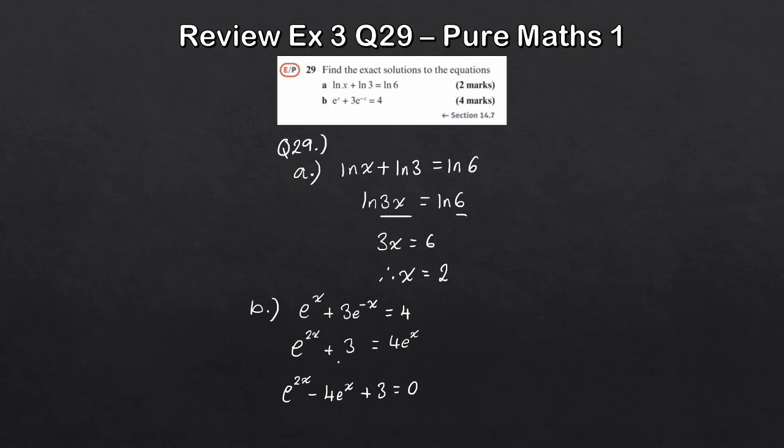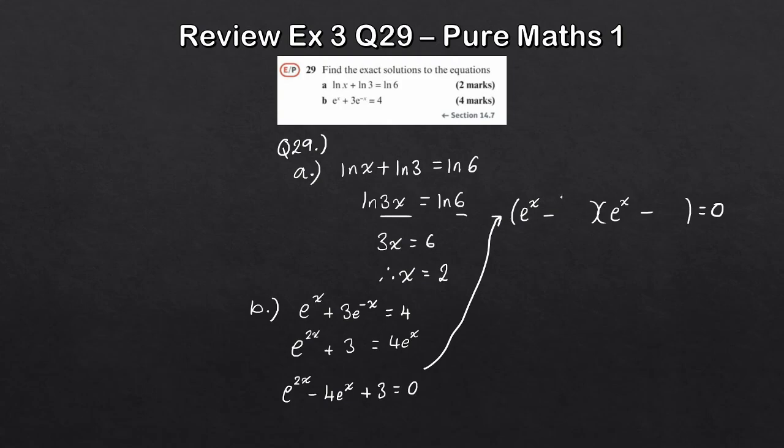Okay, and at this stage here, we're gonna hope, fingers crossed, that this does factorise. So if we do try it, we do find that it factorises quite nicely. So this will be e to the x. So again, don't forget both of the brackets must start with e to the x. So e to the x, we need positive 3 and then minus 4.